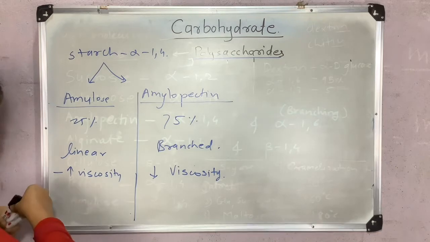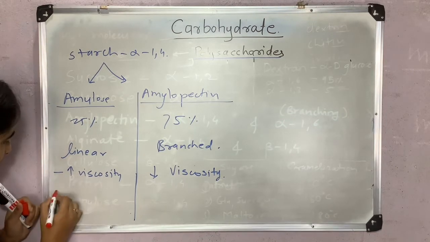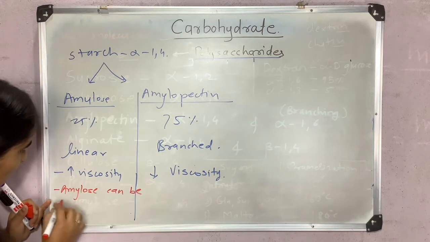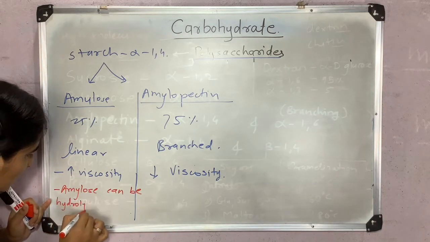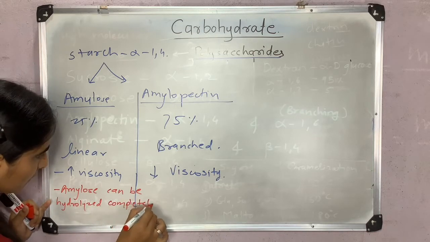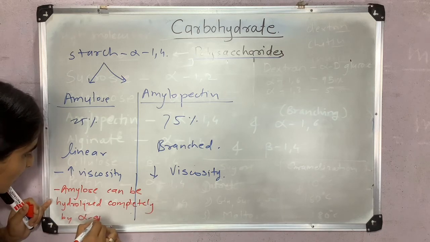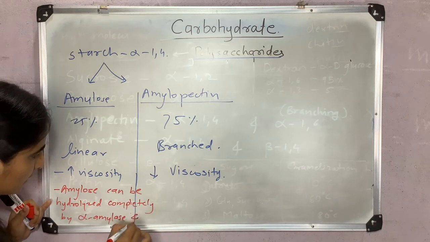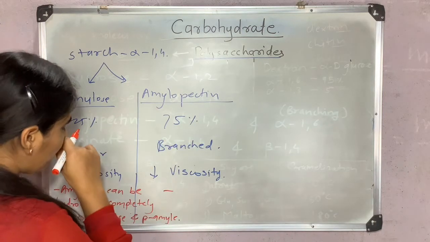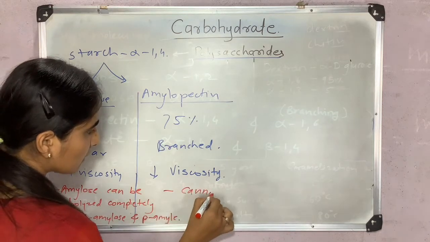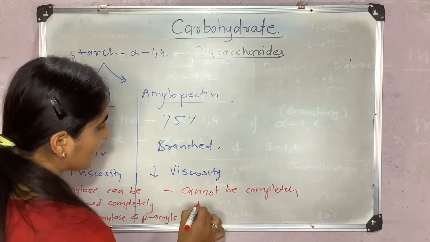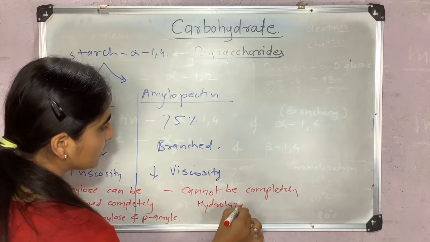Here I will write: amylose can be hydrolyzed completely by alpha amylase and beta amylase, whereas amylopectin cannot be completely hydrolyzed by these two enzymes.